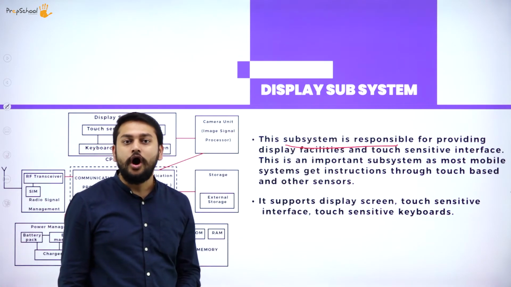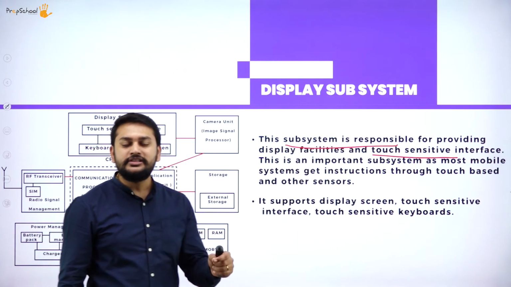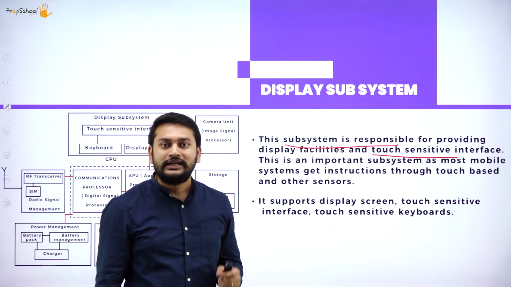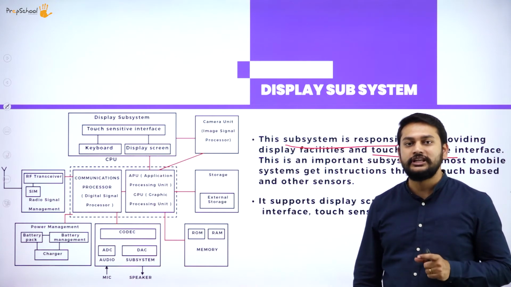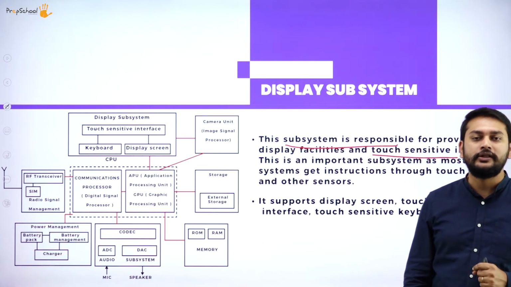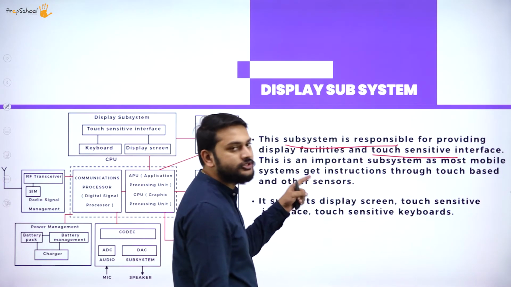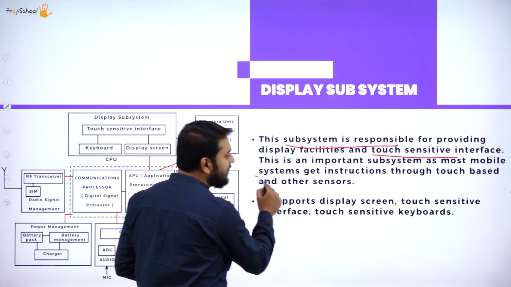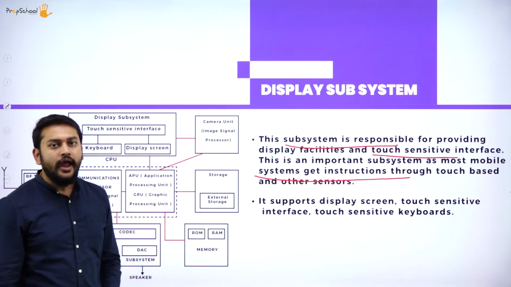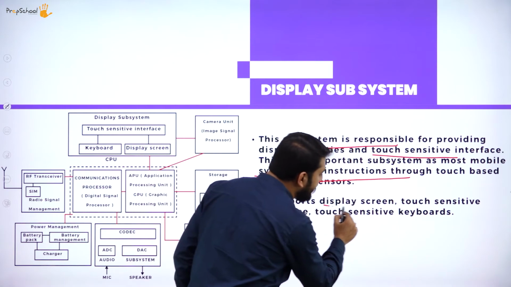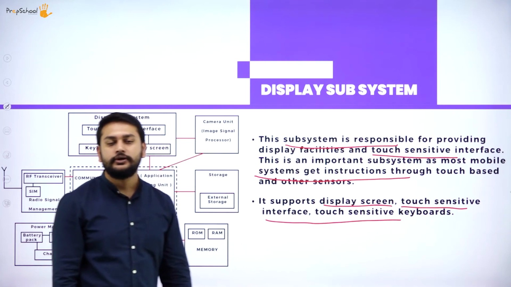Display facility in the sense what? So please remember the touch sensitivity interface. That is a major role when it comes to smartphones. The display subsystem is responsible to provide the touch sensitivity facility. That is one of the important points that you need to understand. This is an important subsystem as most mobile phone systems get instructions through touch based and other sensors. And very importantly, it supports display screens, touch sensitivity and the interface touch sensitivity keyboards.